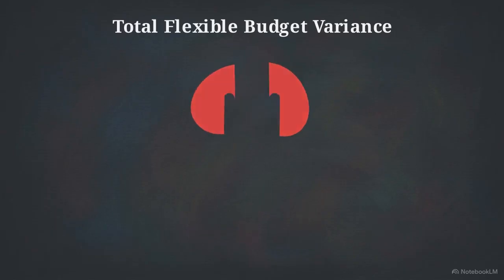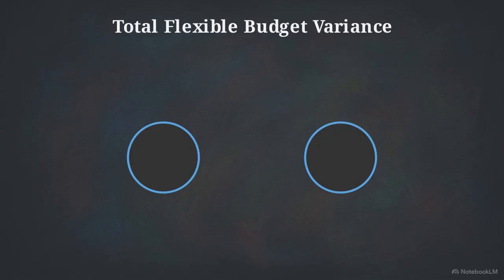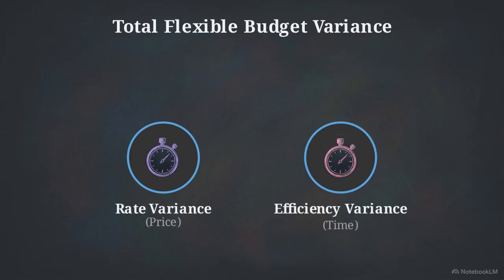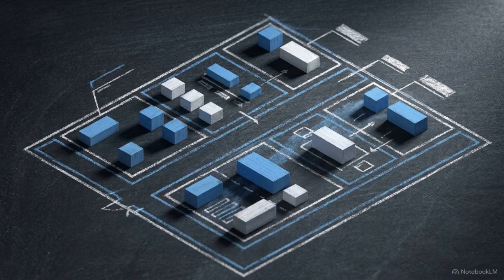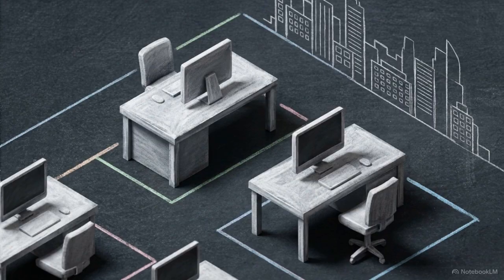To establish real accountability, that single variance number must be split into two independent levers: the rate variance, which measures price, and the efficiency variance, which measures time. Relying solely on a total variance figure makes targeted corrective action impossible. You have to break the number apart to see what went wrong on the floor.